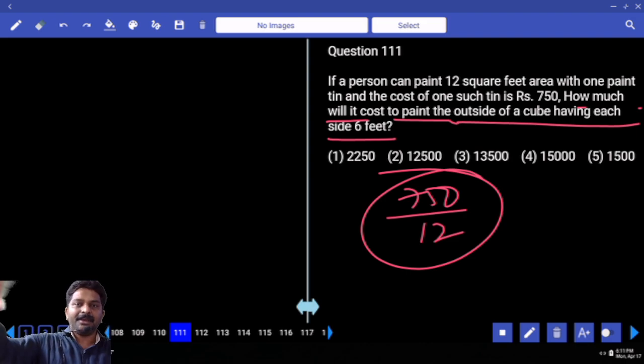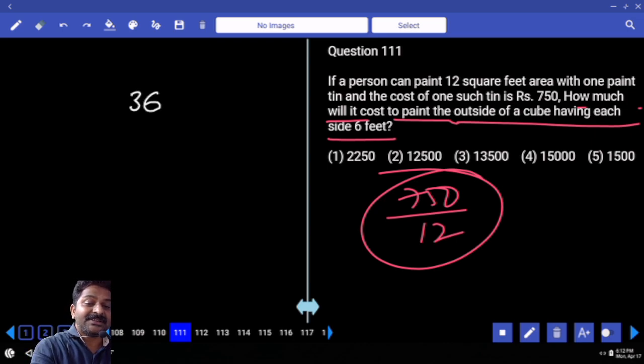There is a cube. Assume there is a cube whose side is 6. And outside we want to paint. Outside, in the sense, how many sides do we have? 6 sides will be there, right, for a cube? Each side will be in what shape? Square. Whose side is 6, right? Square area. This is the area of one side.